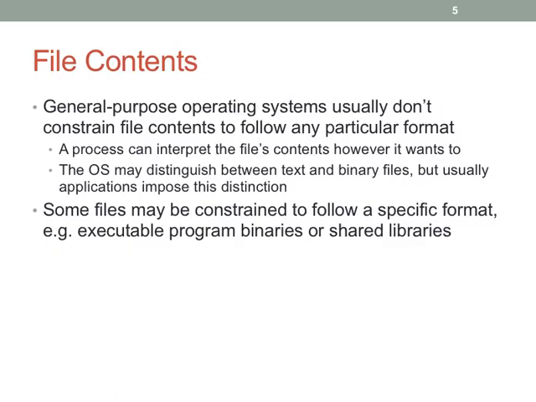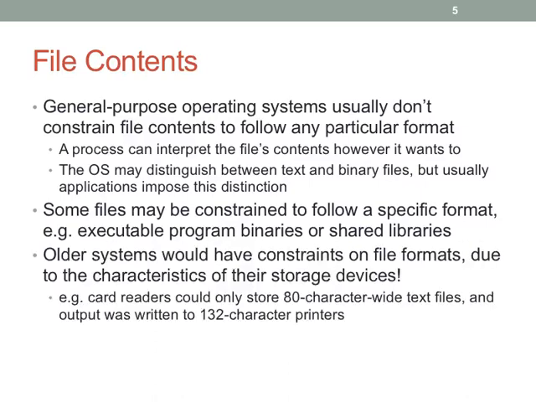Remember the ABI, the application binary interface. So the OS will constrain what kinds of binaries can be loaded. And then you sometimes have situations, this is a fun one, when you were reading punch cards, well, the punch card imposed a constraint on what kind of data could be loaded. Like I say here, 80 character wide text files, it would be ASCII text files, and the output was always written to 132 character wide printers.